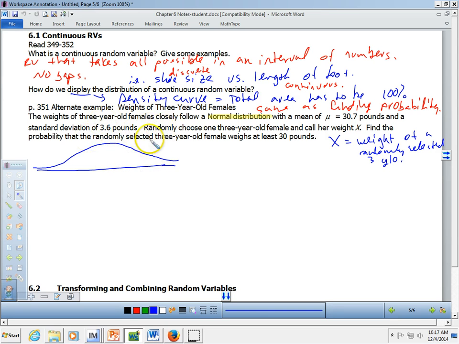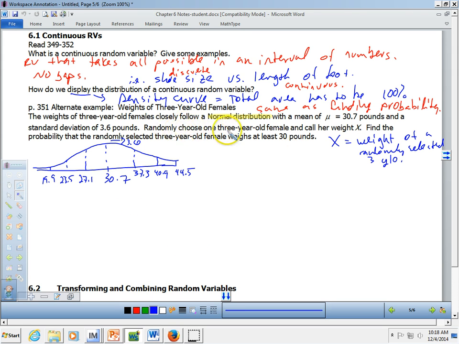So the weights of all 3-year-old females follow a normal distribution with a mean of 30.7 and a standard deviation of 3.6. So that means that this deviation is going to be at 37.3. This one's going to be at 40.9, and this one's going to be at 44.5. And then we have to subtract from the other side. So this is going to be 27.1, and then 23.5, and then 19.9. Pretty sure. You can check my math on that.